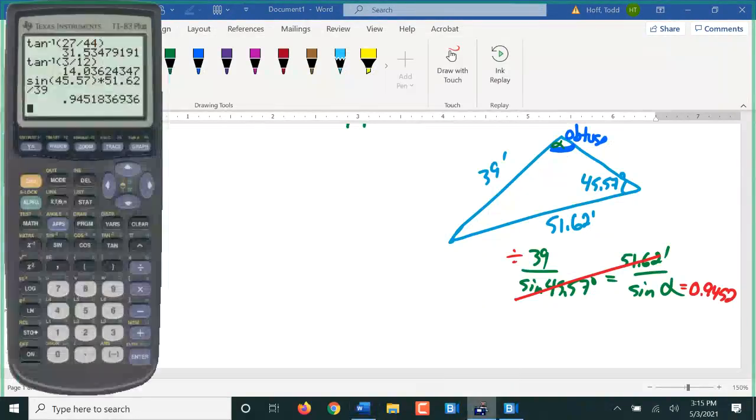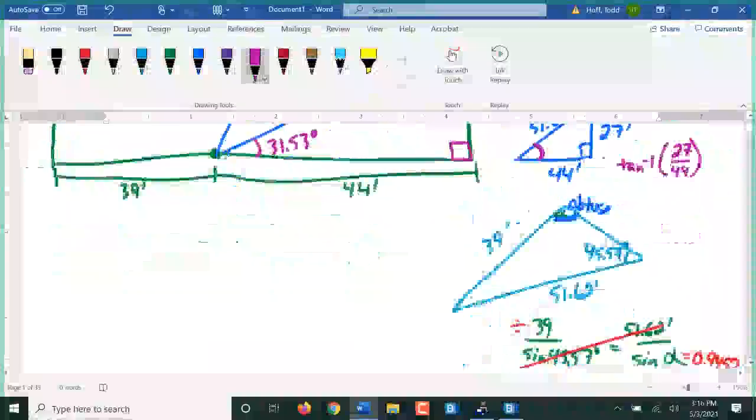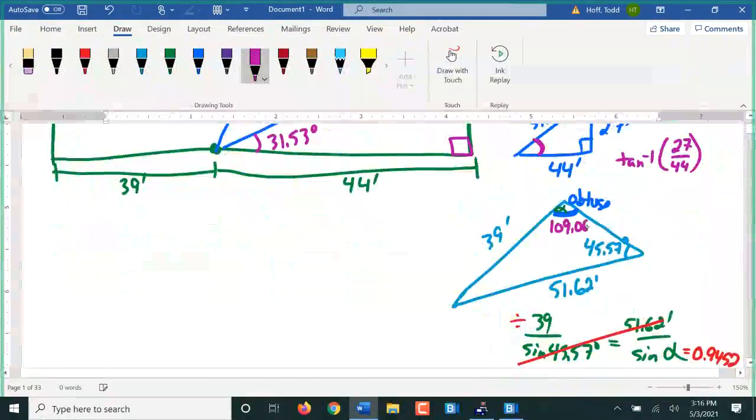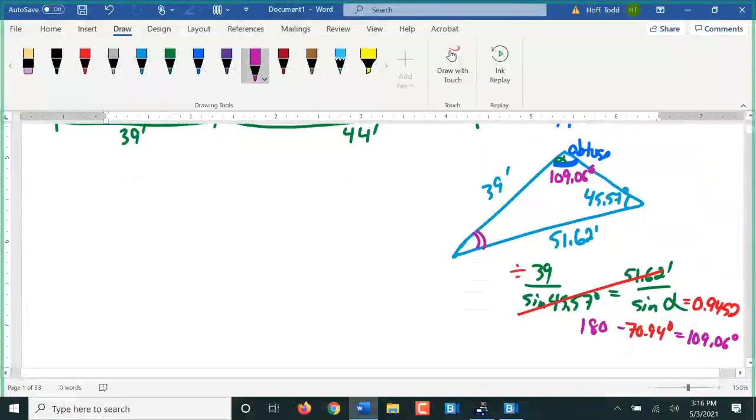After the inverse sine gives me 70.94. Is that our angle? No, no, what do we have to do? Subtract from 180. Very good. 109.06 degrees. Which makes this angle here, by subtraction, 35.37.